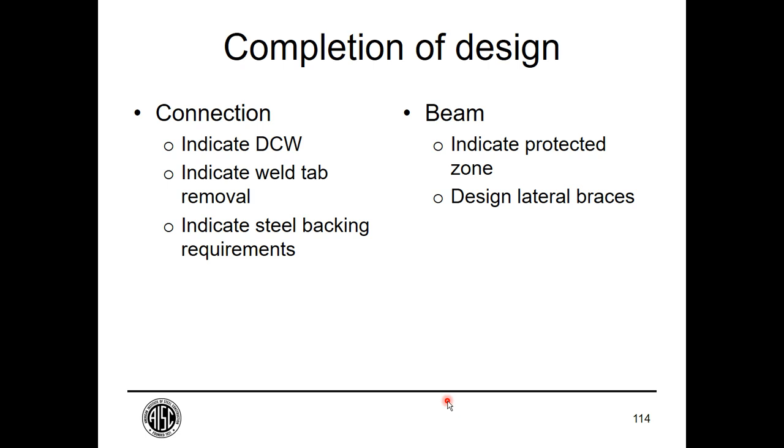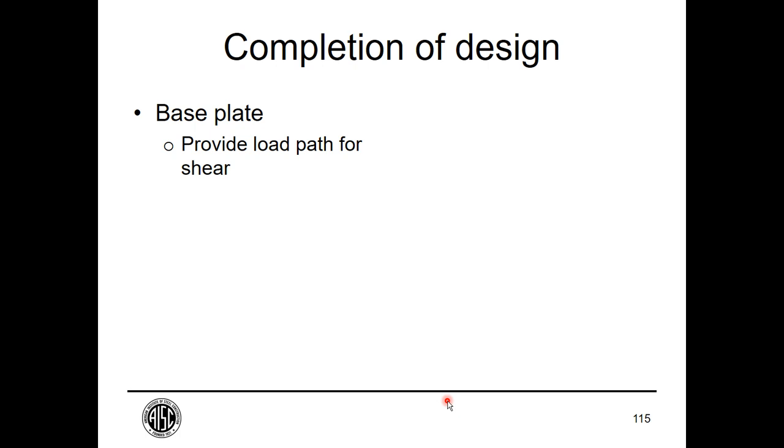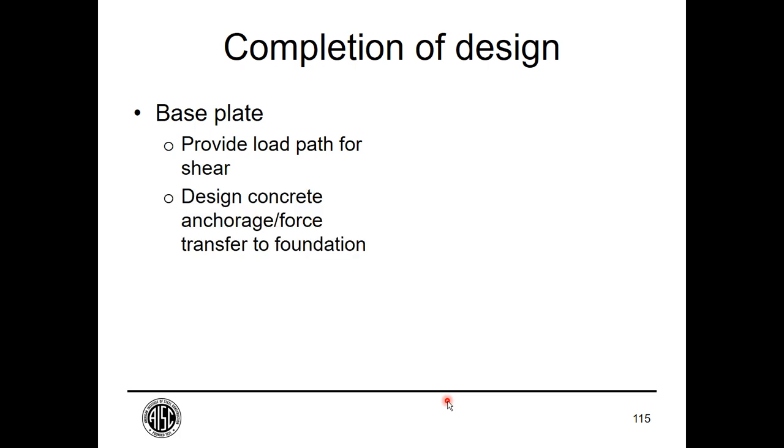We got the spacing of them, but we didn't determine the required strength or details of them. And of course, there's a column splice to be located and designed. For the base plates, we mentioned that we had to provide a load path for shear, but we didn't actually design that. The concrete anchorage for those large tension forces also has to be designed. And the grade beam has to be designed as well, and perhaps that's where we're getting some of our inelastic rotation from.